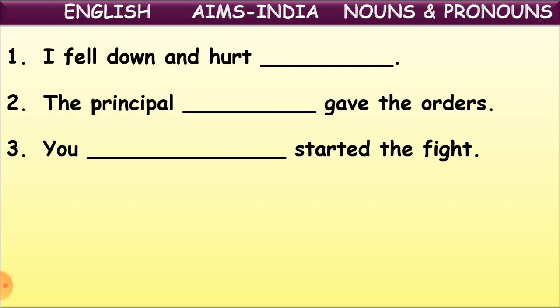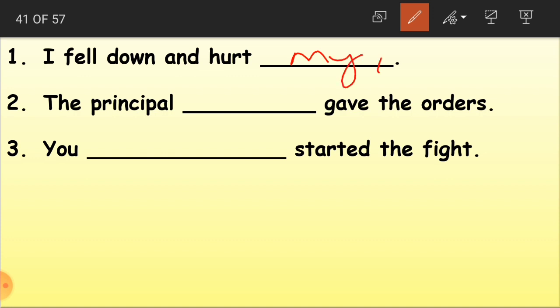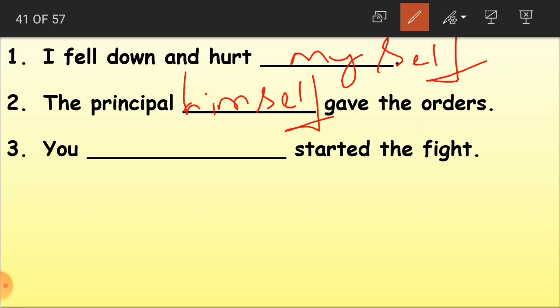I fell down and hurt dash. Now we have to fill it with the reflexive pronouns. I fell down and hurt what? Here it is I. No, we have to make it myself. What is it, children? It is myself. The principal dash gave the orders. The principal, like he gave the orders. He becomes what here? Himself. The principal himself gave the orders.